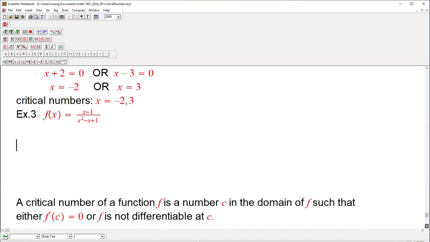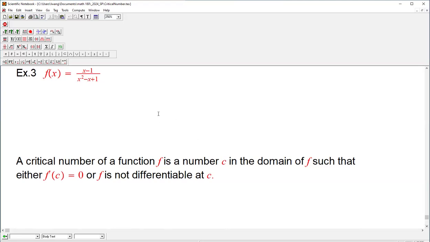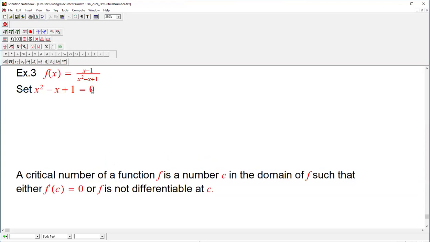In this case, it is a rational function, so the domain is a question. When we look at the critical numbers, a critical number has to be in the domain. So we want to take a look at the domain of the function. We set the denominator equal to 0, so that any number we find will be excluded from the domain.